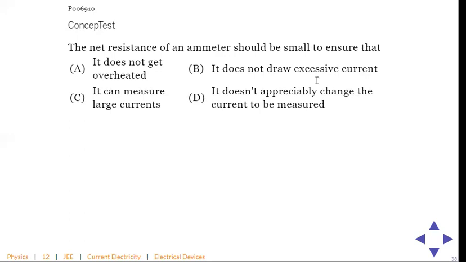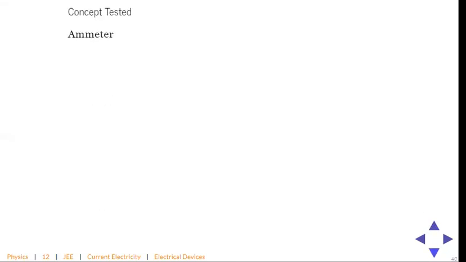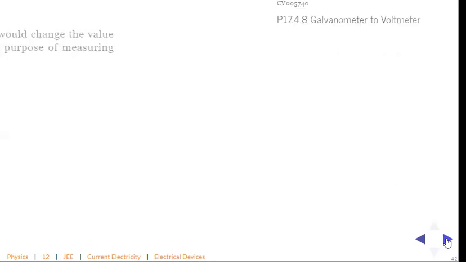Okay. So the net resistance of an ammeter should be small to ensure what? Answer is D. Very good, Anisha. Correct. It doesn't appreciably change the current to be measured. That is the reason. Because I want to measure the current of the circuit. If I use a galvanometer which will change the current, then I'm not measuring the actual current, right? Got it? Chalo, very good.